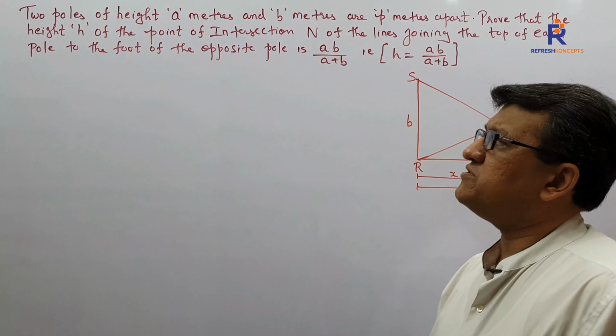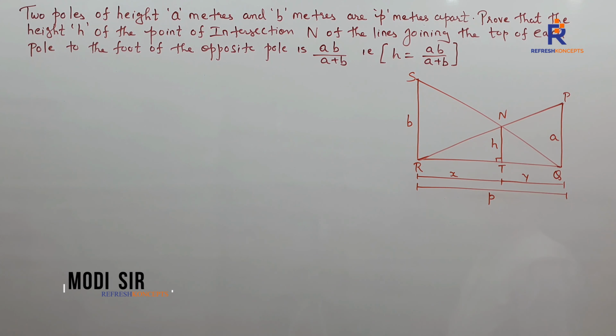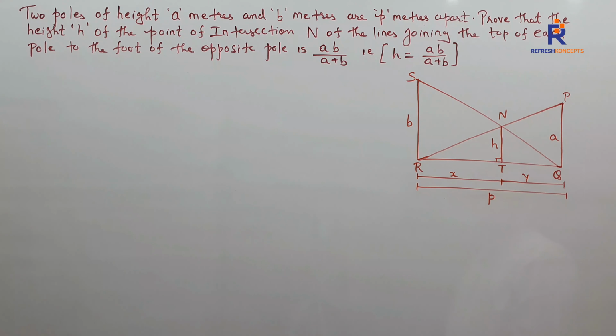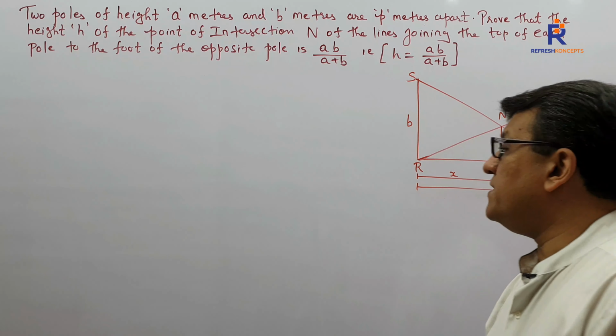Let's see what the next one is trying to say, children. It seems again quite interesting. What it says: two poles of height a meters and b meters are p meters apart. So we are being given a diagram.